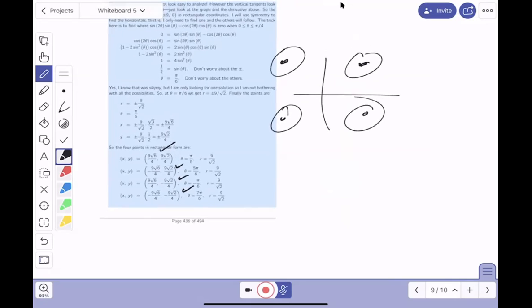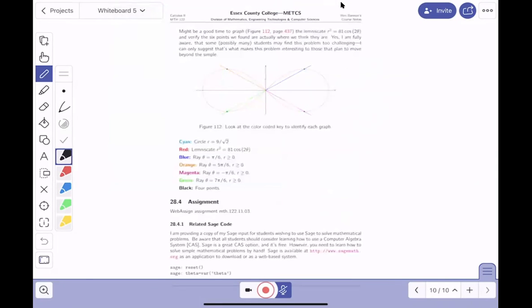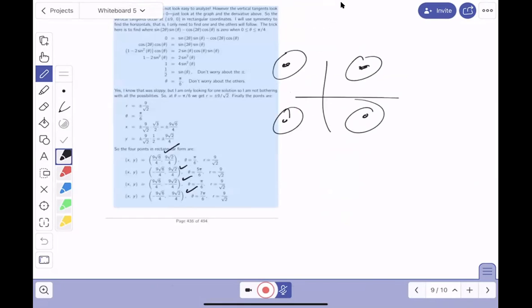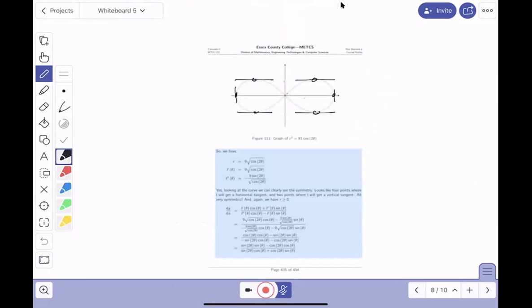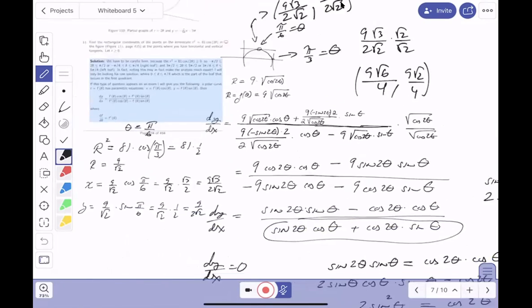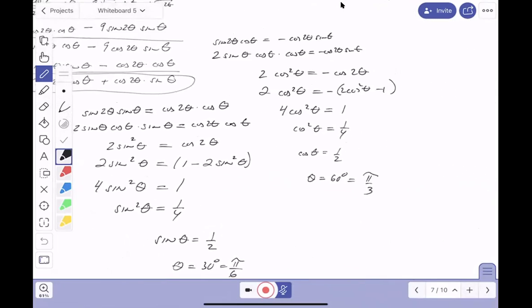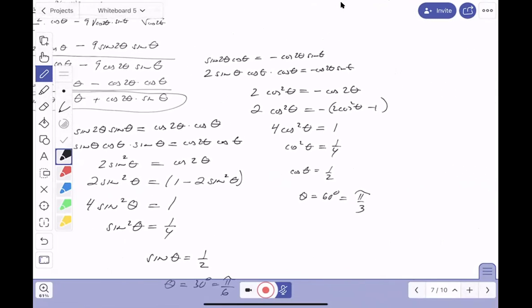Now let's do the vertical tangent. Let me see if I got that. Did I put those down? I don't know if I put them down. Let's go back over here. I can't even remember. Yeah, I did it over here. That was pi over 3, right?